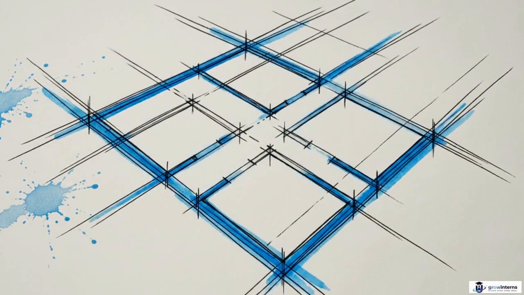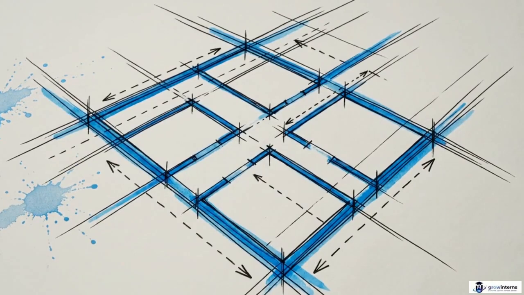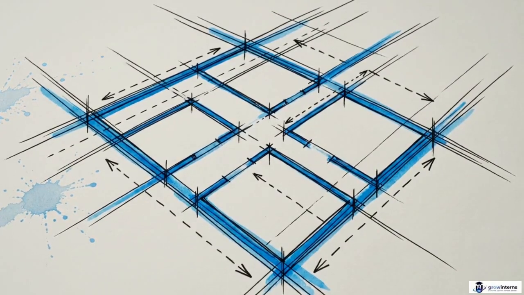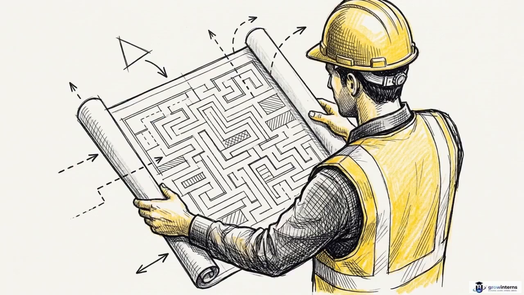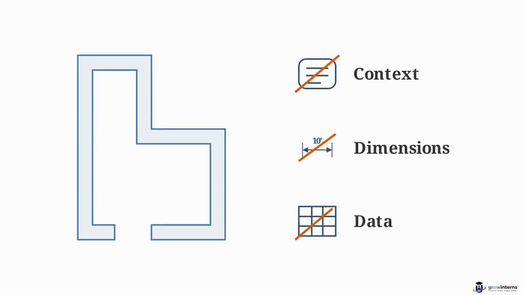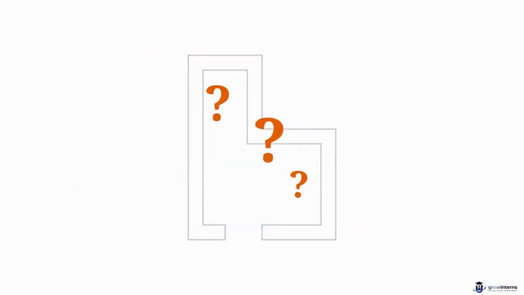When you first start drafting, it is satisfying to watch raw vector lines fly across the screen and snap together into a complex architectural grid. But those bare lines and shapes, precise as they are, are completely meaningless to a builder. Without context, dimensions, and data, a construction crew has no idea what they're looking at.